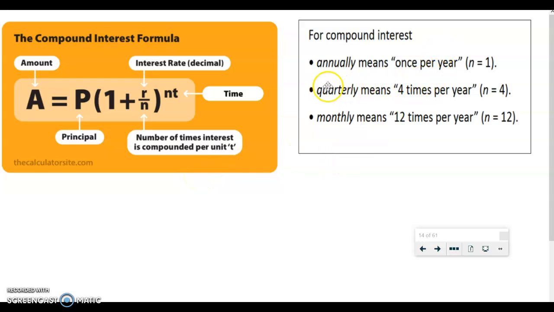Okay, so the number of times compounded in a total year is represented over here on the right. It gives you an example of what that is. Annual means once per year, which is 1. Quarterly means 4 times per year, which is 4. Monthly means 12 times per year, which is 12.